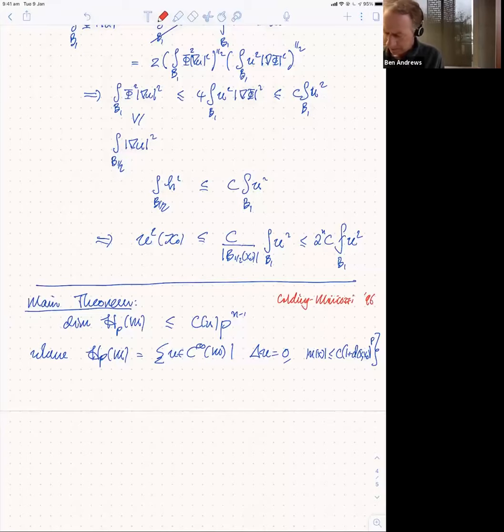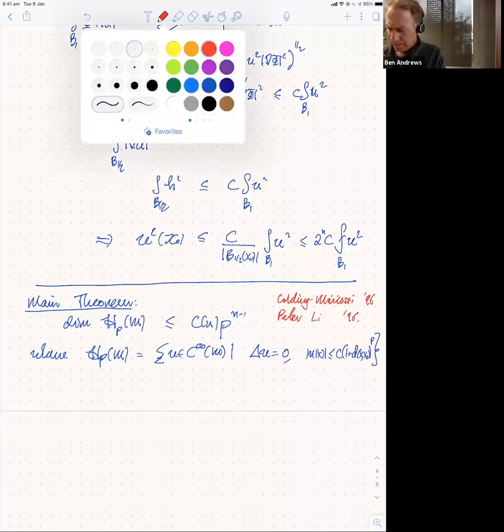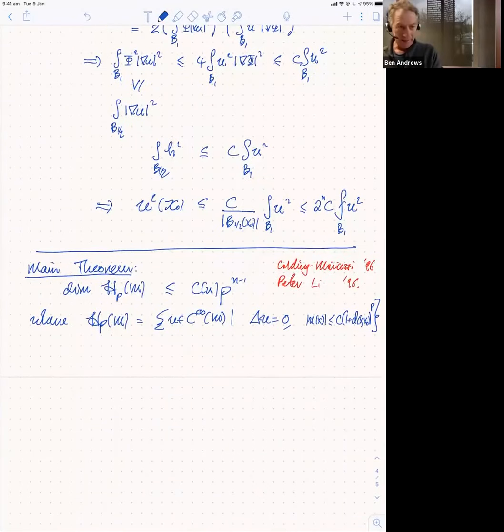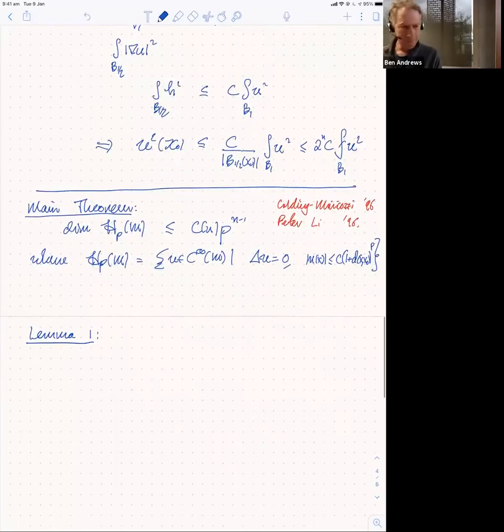96. And as I said, the proof that I'm following is actually much closer to the one that Peter Li gave, also in the same year. Okay, so the proof uses two lemmas. So the first one, let me write it down. I'll try and explain a bit about what it says.